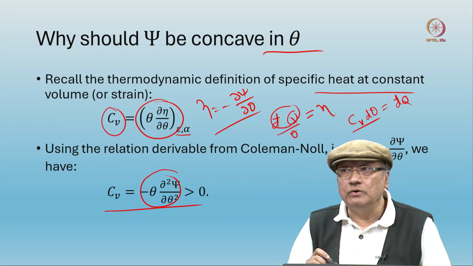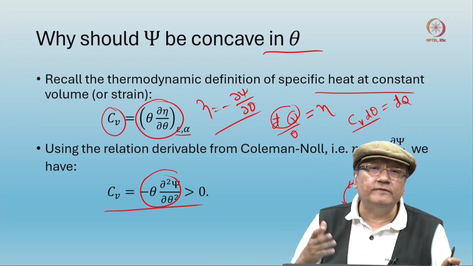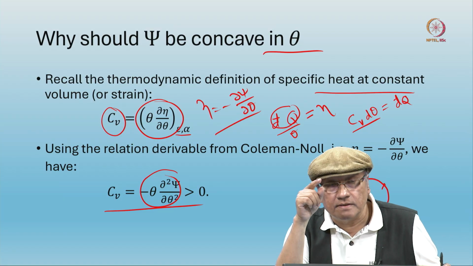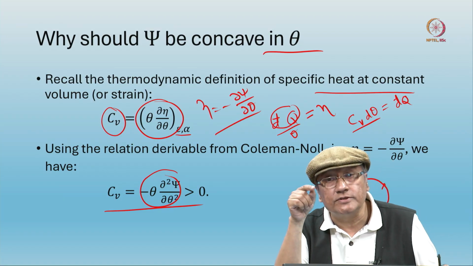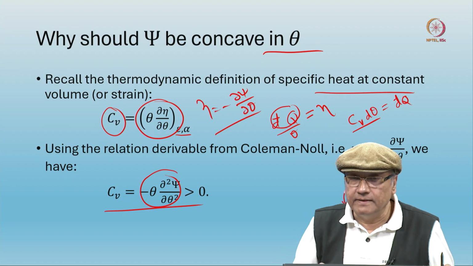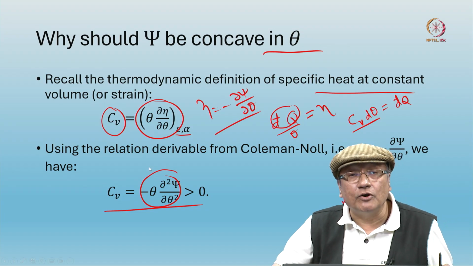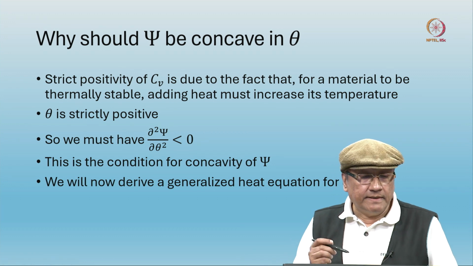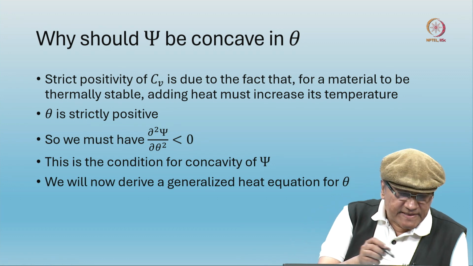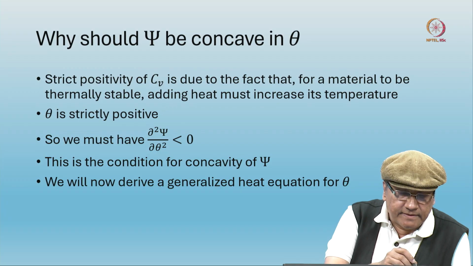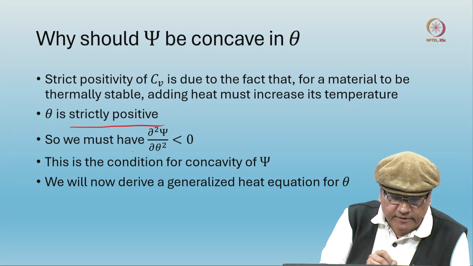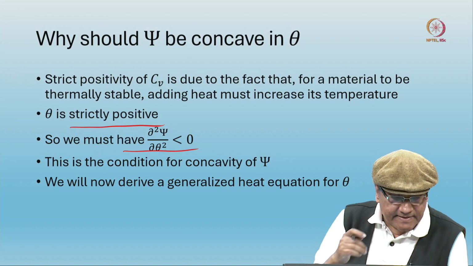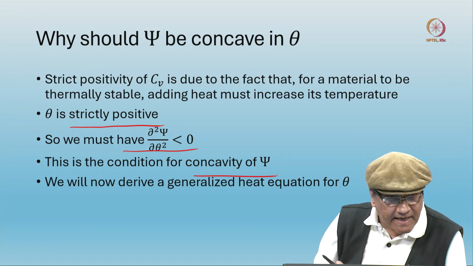You understand? So, psi is as such convex in the other quantities on which it depends, that is strain and also alpha, but psi is definitely concave in theta. This you must keep in mind. Now, this is basically what we have said here. Theta is strictly positive, so del square psi by del theta square, from the definition of CV, is less than 0. So, this is concavity of psi in theta.